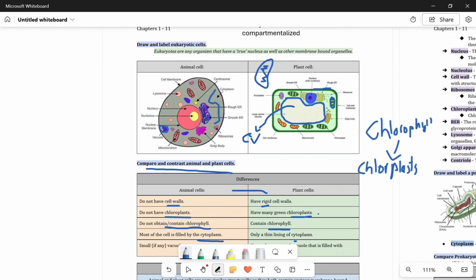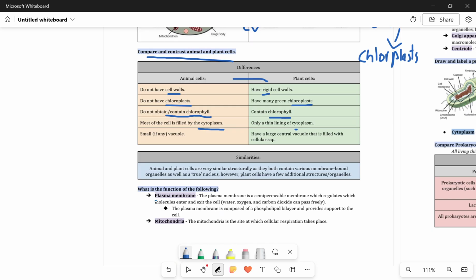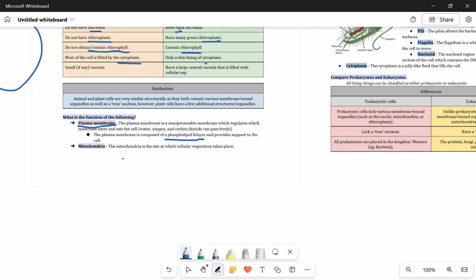Now if we look at the general structure of animal and plant cells, we'll find the plasma membrane, which is basically the cell membrane. It is a semi-permeable membrane which regulates which molecules enter and exit the cell. It is selective of what enters and what does not. Water, oxygen, carbon dioxide and other essential minerals can pass freely. It is also composed of a phospholipid bilayer and provides support to the cell.